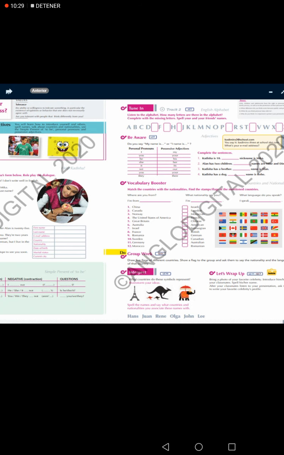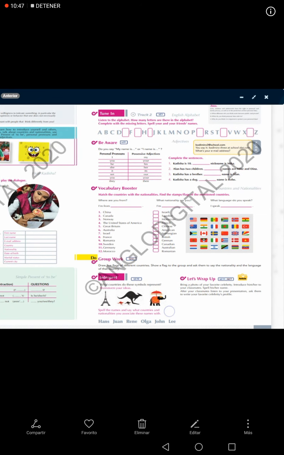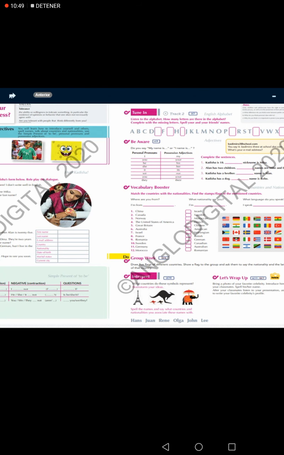Yeah. And then it says spell names and say what countries and nationality you associate these names. So tell me, what nationality do you relate these names over here? Hans, Juan, Rene, Olga, John, Lee. And that's it. Eso sería todo para esta clase.